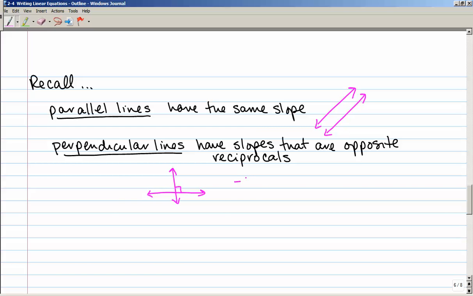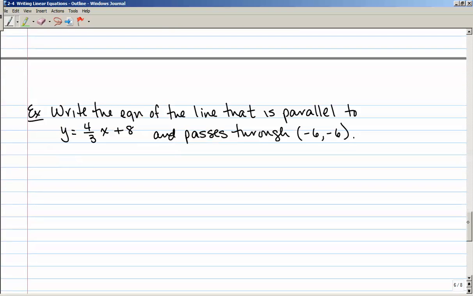So if the slope of one was negative 5, the opposite reciprocal would be a positive 1/5. Basically flip the fraction. If the original slope was 4 over 7, the opposite reciprocal would be negative 7 over 4. So you want to flip the fraction and then change the sign. Let's take a look at a couple examples.